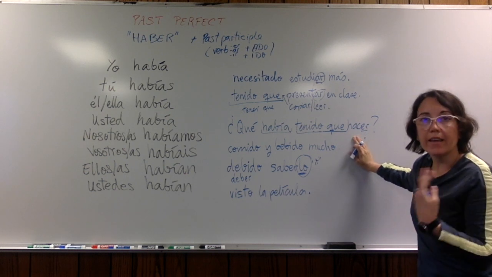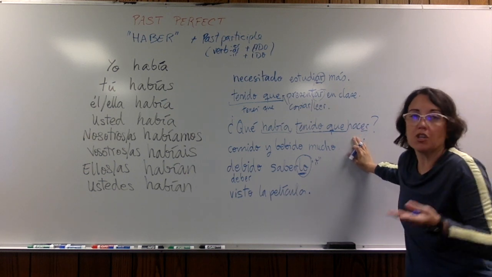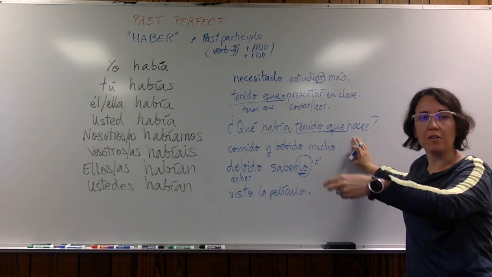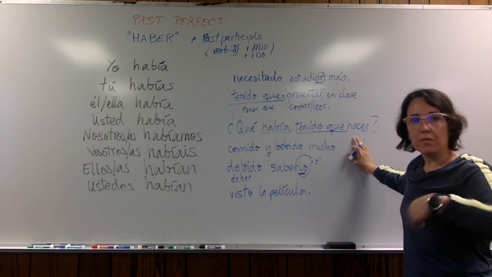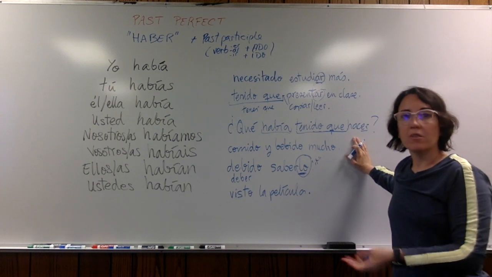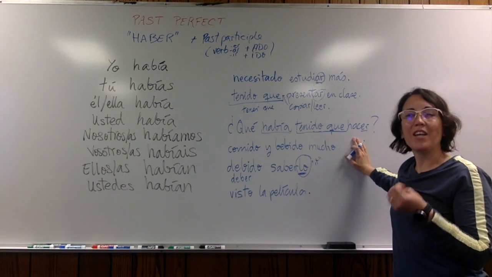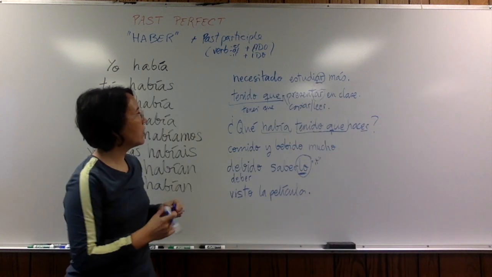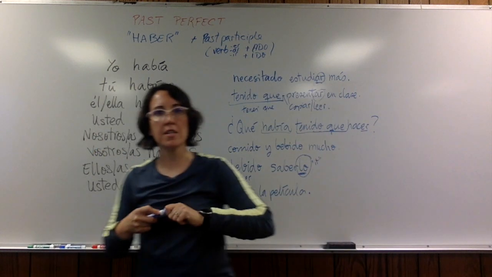Now, in this case, we don't know whether it's a he or a she, probably because it's referring to someone that we've already been talking about. So what had she or he had to do? Let me know if you need more examples on this.